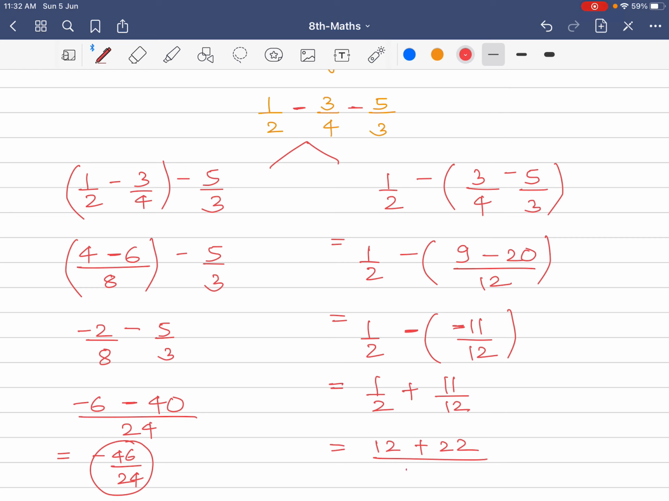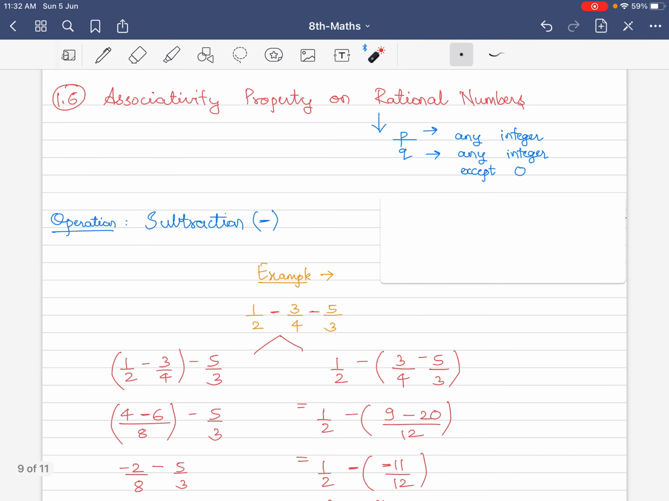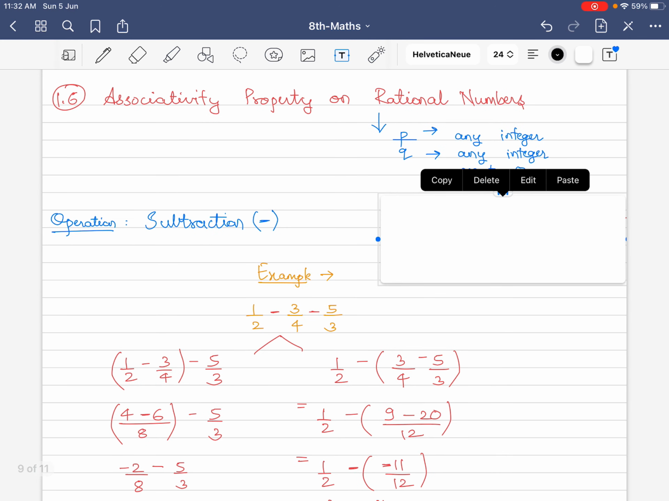That is equal to 12 into 1 is 12, plus 11 2s are 22, the whole divided by 2 into 12 is 24. So 12 plus 22, we got 34 divided by 24. Now you can note down that this output 34 by 24 is different from minus 46 by 24. Thus we can conclude that when we associate the numbers in different ways for the operation of subtraction, the output is not the same, and thus we say that when it comes to subtraction, it is not associative.